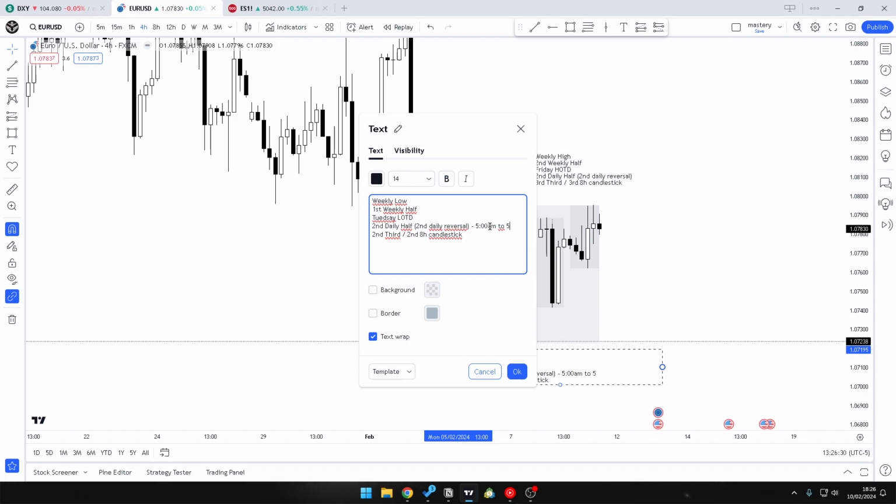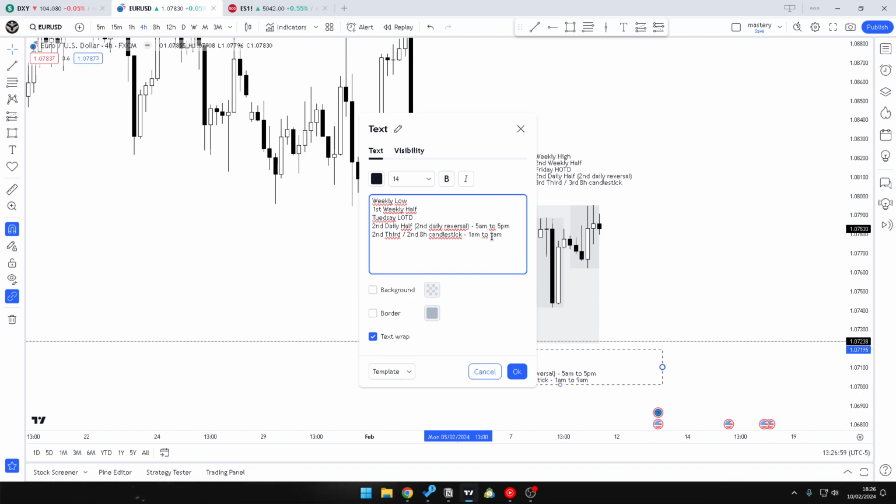So the second daily half is between 5 a.m. to 5 p.m. I know that the second, third slash second 8-hour candlestick is made between 1 a.m. to 9 a.m. So it's just simple math. Because the second daily half is 5 to 5, then 1 to 5 you cut everything. So between 1 and 5 the first 4-hour candlestick is cut, so it doesn't matter.